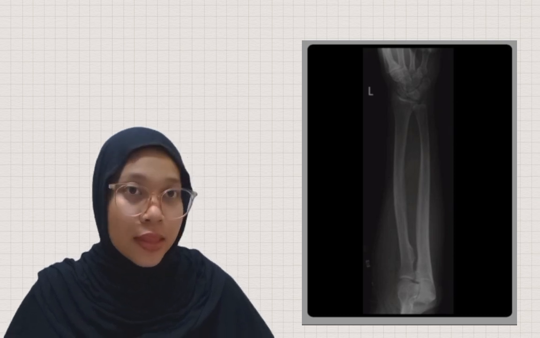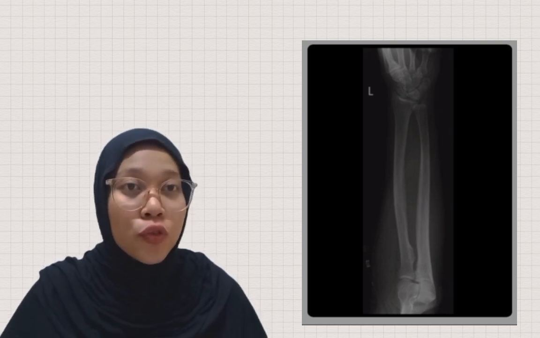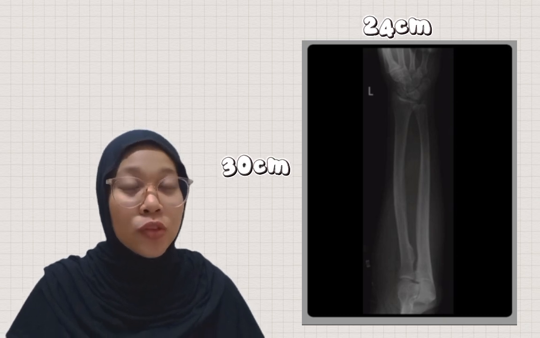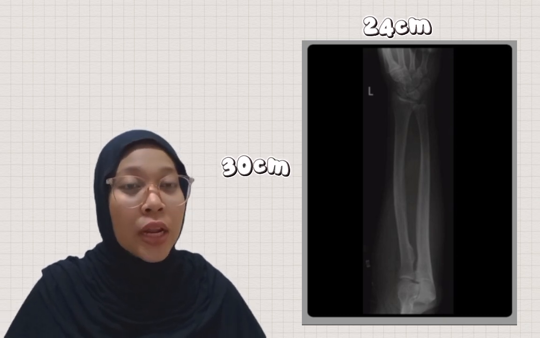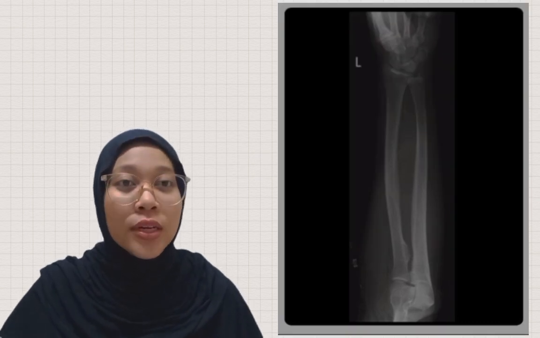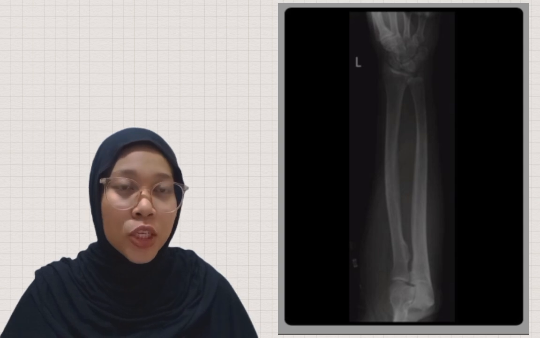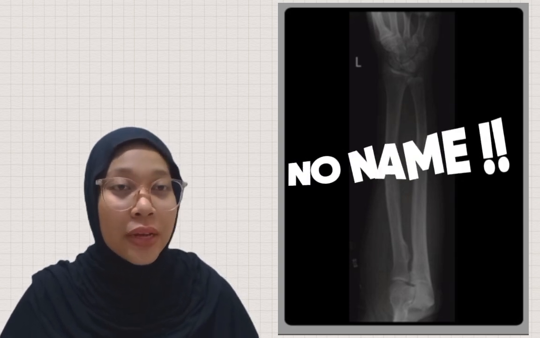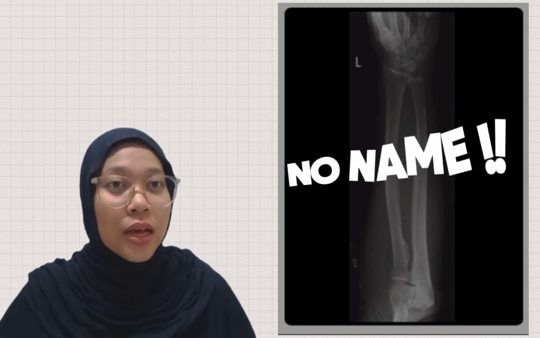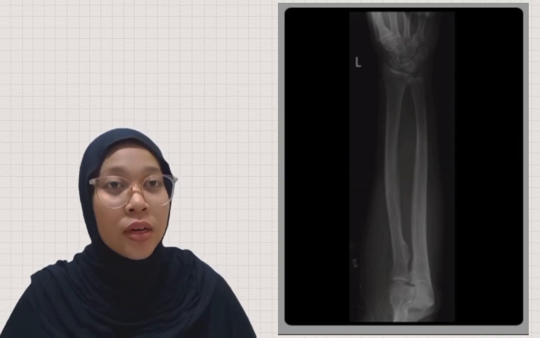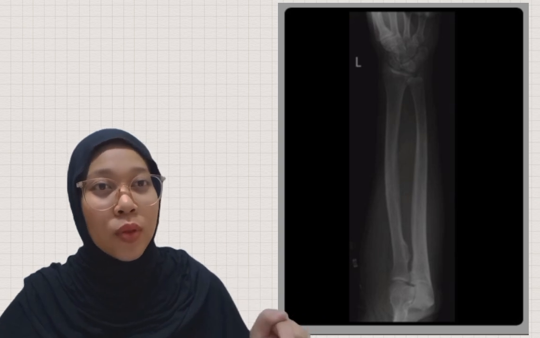Next, for the aesthetics, the film size used for this projection is 24 x 30 cm, which is suitable to demonstrate all the structures of interest. And the last one, for the name: the patient name and ID, date of examination, and place of examination are not present on the radiograph. They should be placed at the edge of the inferior border of the film or cassette.